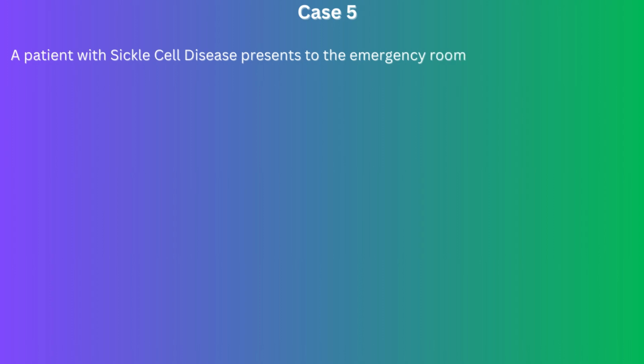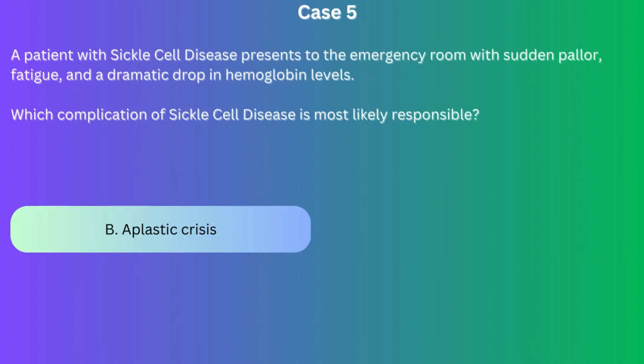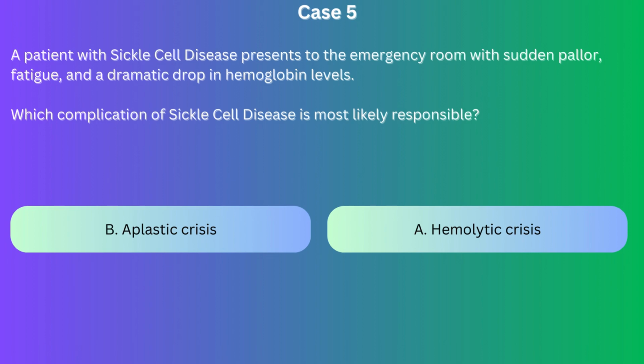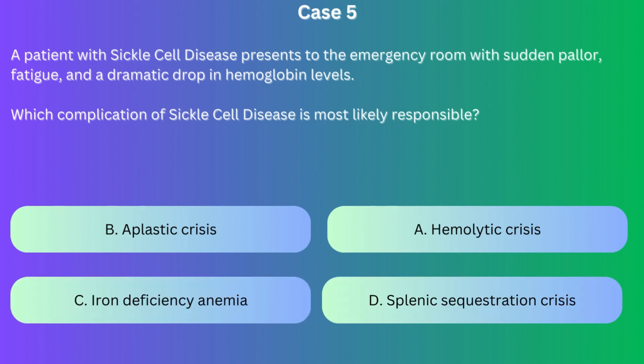Case number 5. A patient with sickle cell disease presents to the emergency room with sudden pallor, fatigue, and a dramatic drop in hemoglobin levels. Which complication of sickle cell disease is most likely responsible? A. Aplastic crisis. B. Hemolytic crisis. C. Iron deficiency anemia. D. Splenic sequestration crisis. Correct answer A.